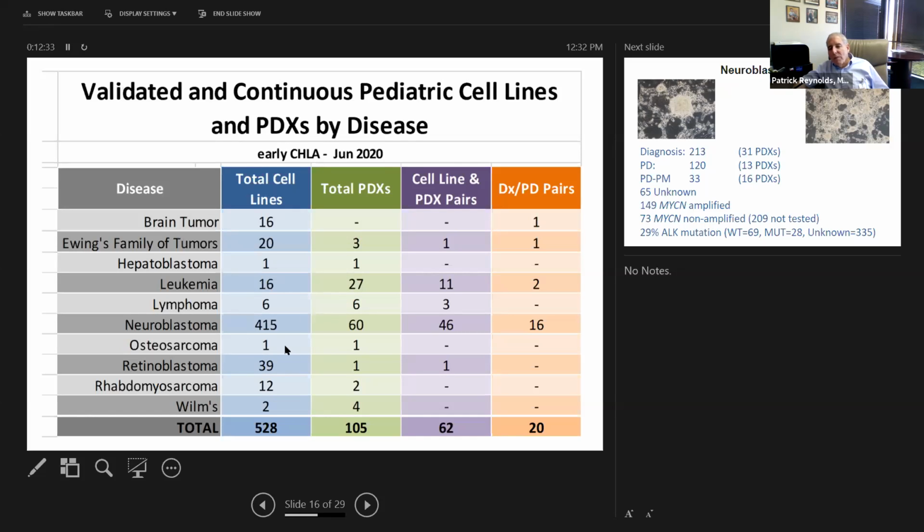So we're up to 415 cell lines, 60 patient-derived xenografts. 46 of these we have direct to culture and direct to patient-derived xenograft on. And then we've got 16 of these, where one of these pairs is PDXs and the rest are cell lines, where we've got the sample at diagnosis and then from the same patient at relapse. And these are all available to anyone that wants to study them, but where we have most of the data is in the neuroblastomas, and that's what we're going to focus a lot on showing you.